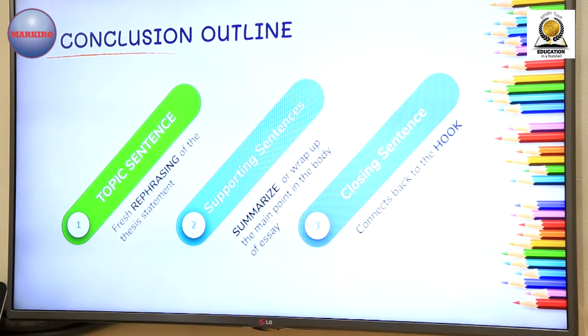Our last element is the closing sentence. The closing sentence is simply the final word. We connect back to the hook. You connect back to your introduction. So if your hook is a quotation, you will have your closing sentence as a quotation as well. If your introduction or your hook poses a question, then your final word or closing sentence will answer this question.